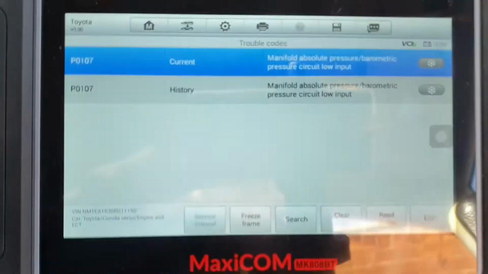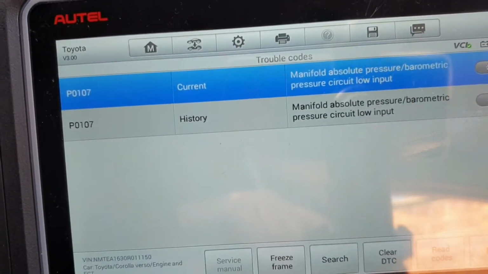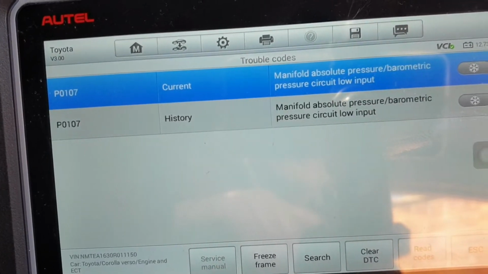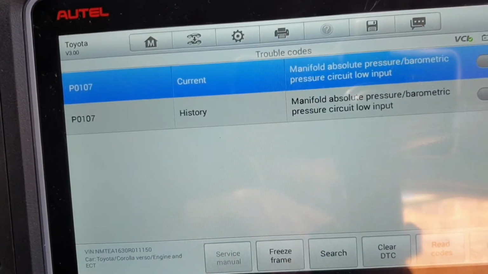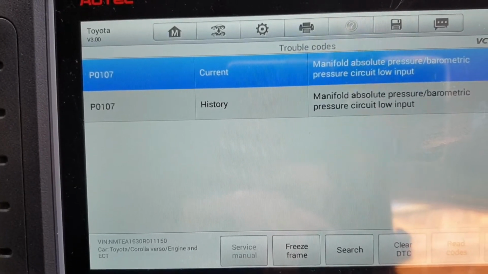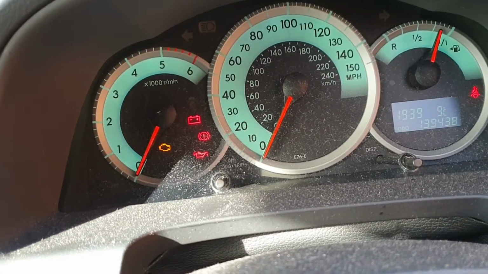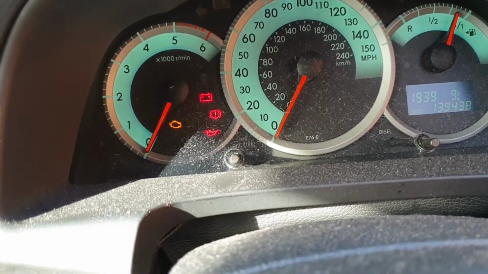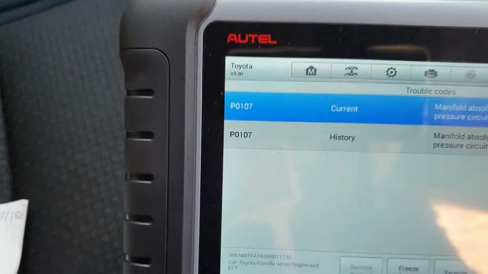So the car has manifold absolute pressure or barometric pressure circuit low input. This is the fault code that is stored in the memory. The ignition is still on and the engine is off. With the ignition on and engine off, we are going to go to the live data.